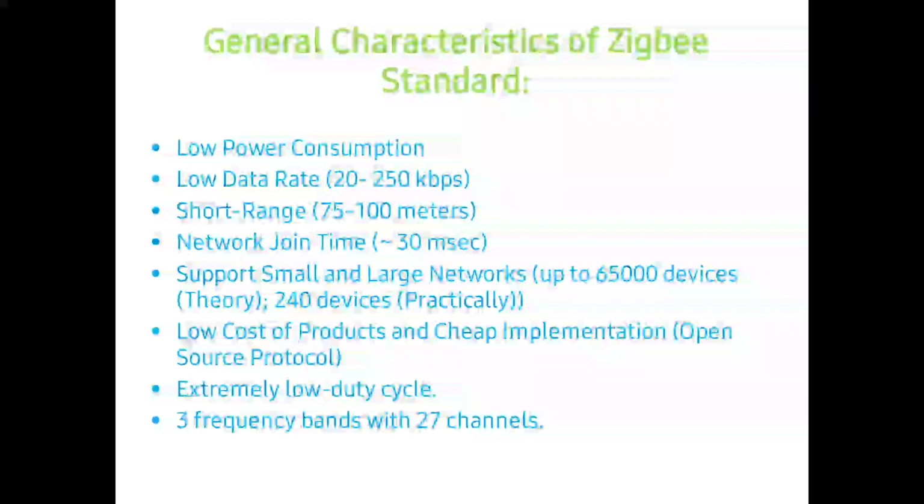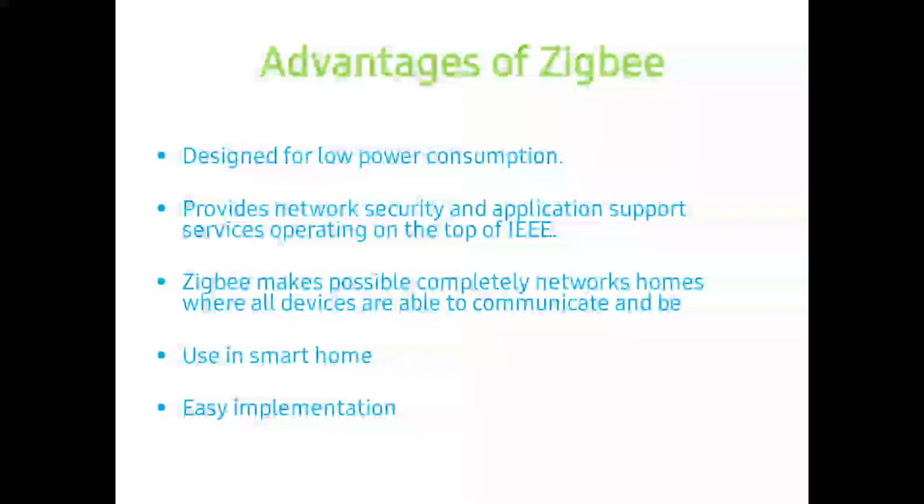Central characteristics of the ZigBee standard. Low power consumption. It has a low data rate of 20 to 250 kilobits per second and a short range between 10 to 100 meters. Network join time is a minimum of 30 milliseconds. It supports small and large networks up to 65,000 devices in theory and 240 devices in practice. Low cost of products and cheap implementation, used in open source protocols. Extremely low duty cycle, 3 frequency bands with 27 channels.